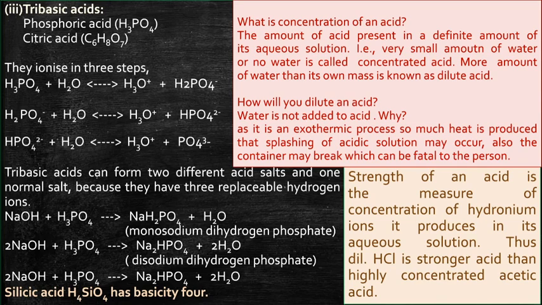These kinds of tribasic acids can form two different acid salts and one normal salt, because they ionize in three steps and three replaceable hydrogen ions are there. So two acid salts and one normal salt will be formed. Let's see the example. The first step gives monosodium dihydrogen phosphate, NaH2PO4. The second step gives disodium hydrogen phosphate, Na2HPO4.